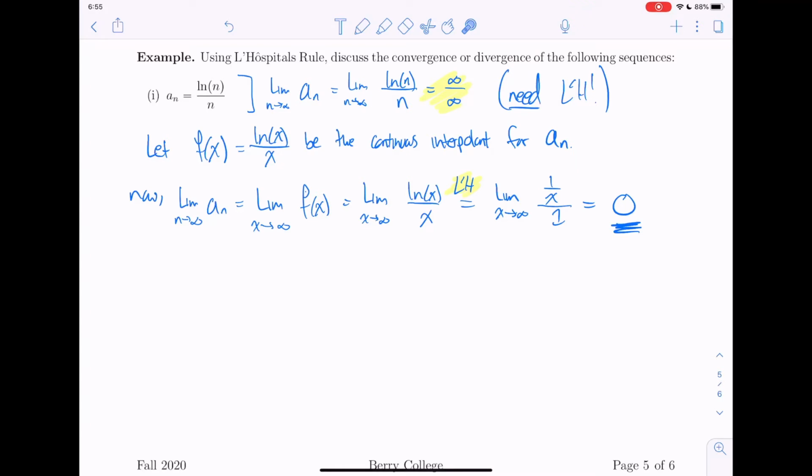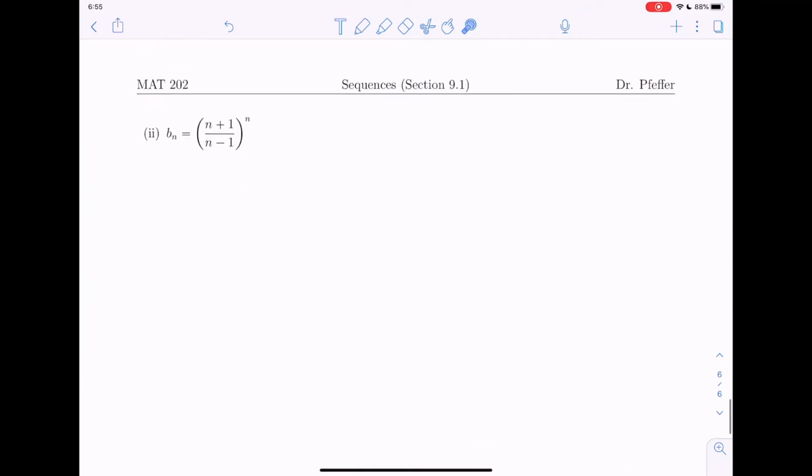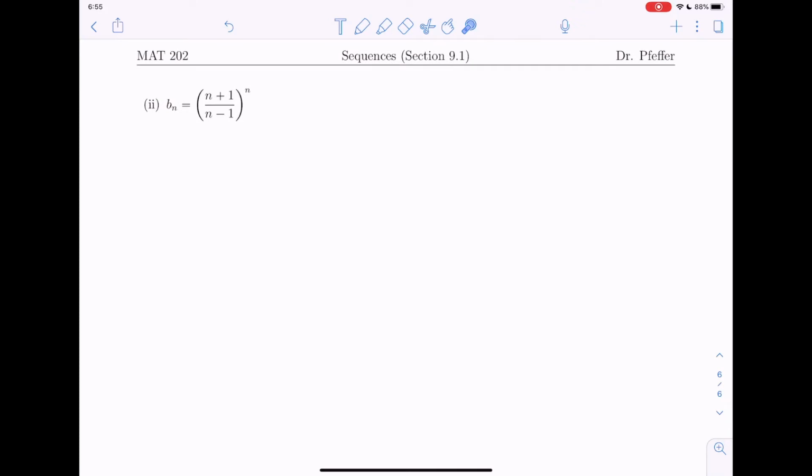The situation does get a little bit more complicated. For example, here we have another sequence, b sub n. Notice, parenthetically, that if I wanted to compute the limit as n goes to infinity of b sub n, this would be the limit as n goes to infinity of, say, n plus 1 over n minus 1 to the n. I would get, on the inside, a 1, and upstairs in the exponent, I would get an infinity. Well, that's a problem, because that's an indeterminate form.